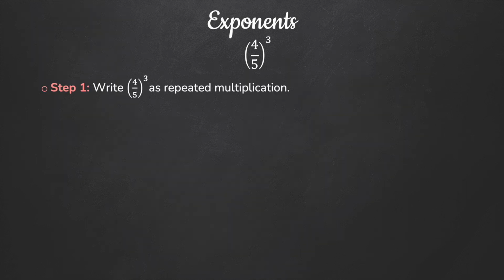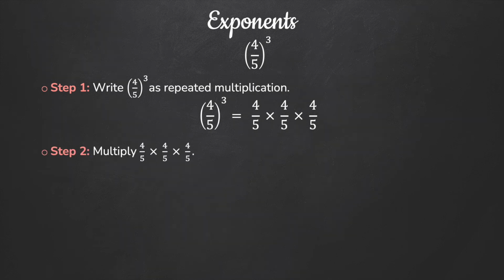First, we're going to write 4 over 5 cubed as repeated multiplication in order to evaluate this. So that means that 4 over 5 cubed is equal to 4 over 5 times 4 over 5 times 4 over 5. Next, we're going to go ahead and multiply.